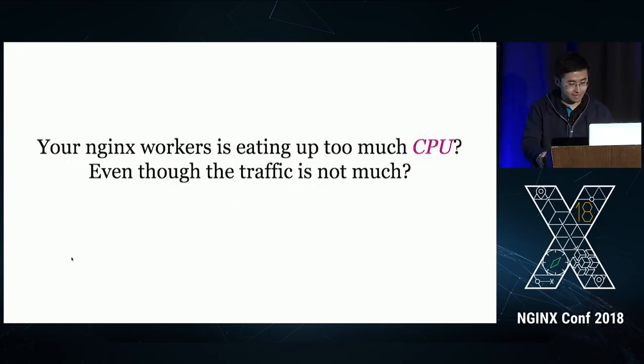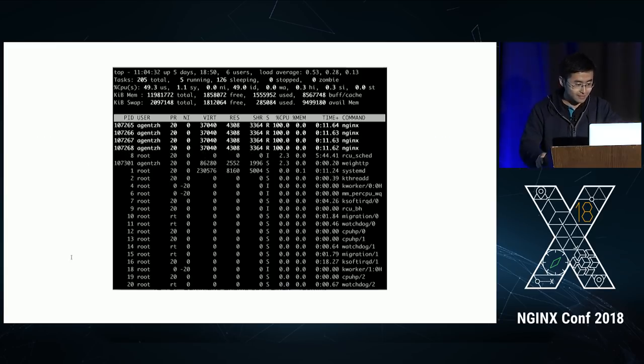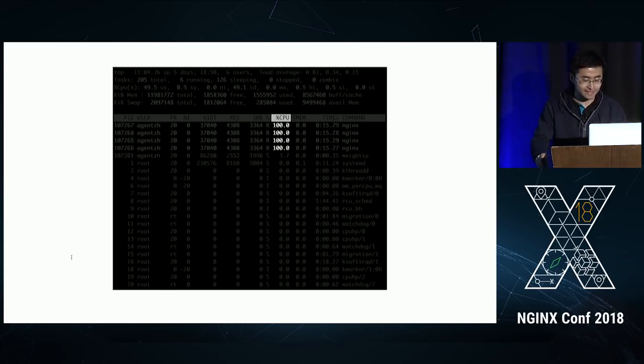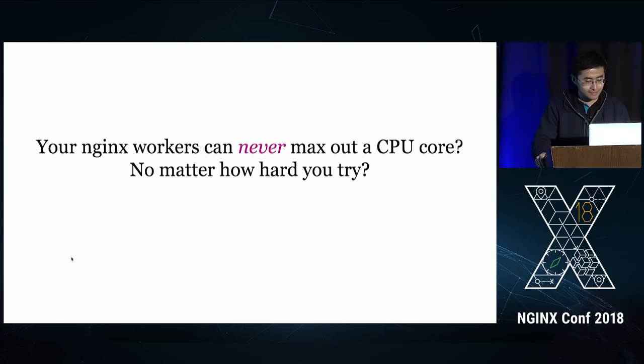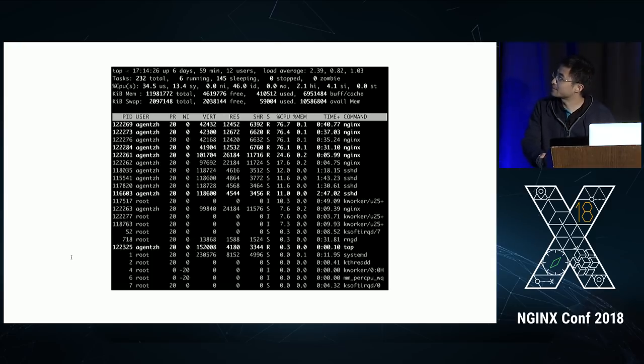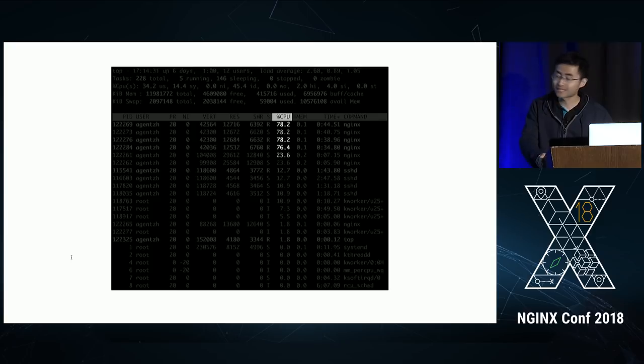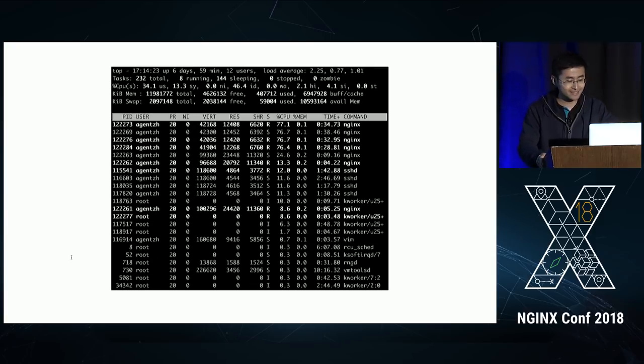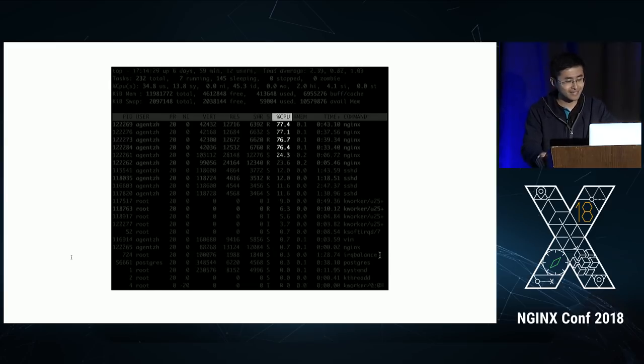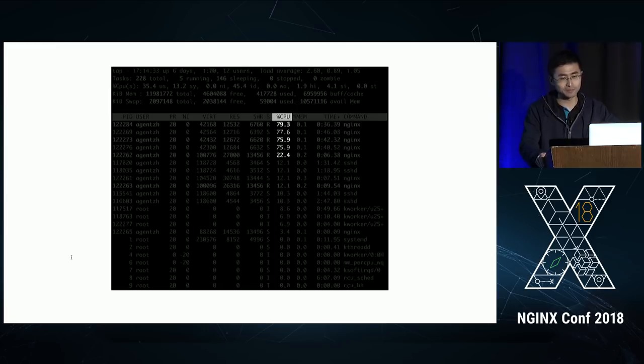Okay, so let's begin with common questions. It's very common, for example, that some of your NGINX workers are eating too much CPU, but the traffic's not much. Like in this top screen, you can see that the CPU is 100%. Also, sometimes your NGINX workers may never max out any CPU cores, no matter how hard you push it. For example, it maxes out at 70-something percent for each NGINX worker. That's also bad, because in theory, the NGINX workers should max out the CPU when you push it hard enough.